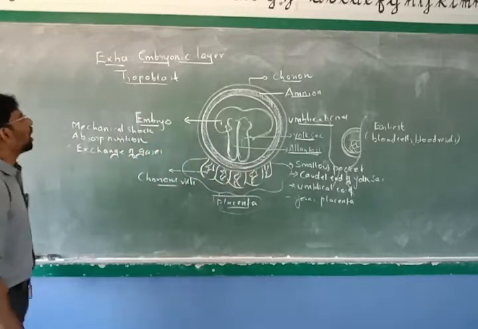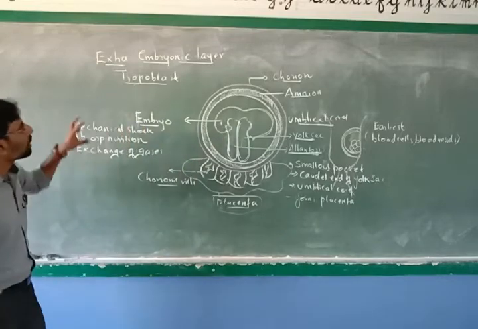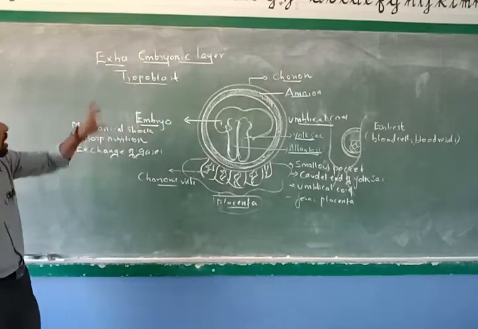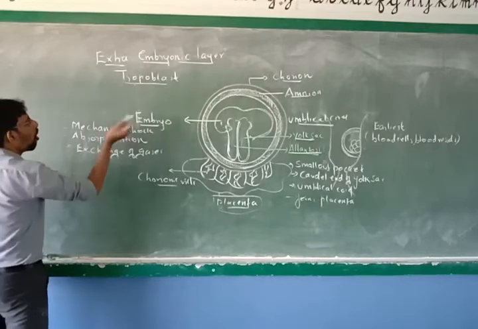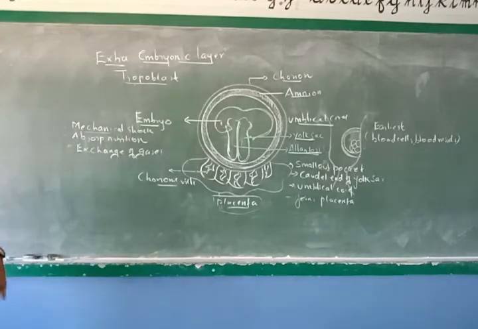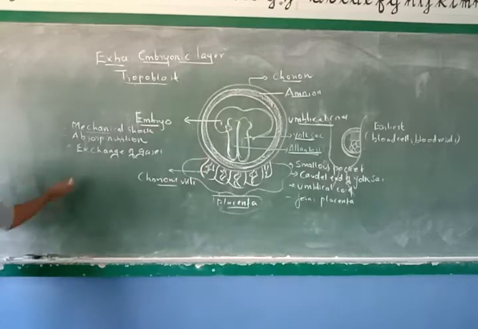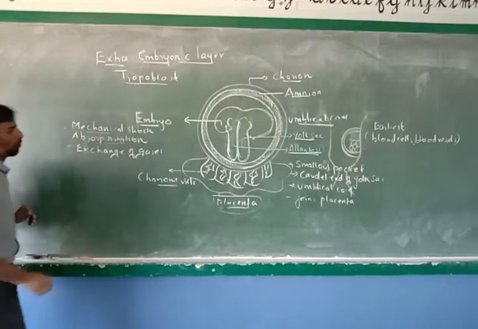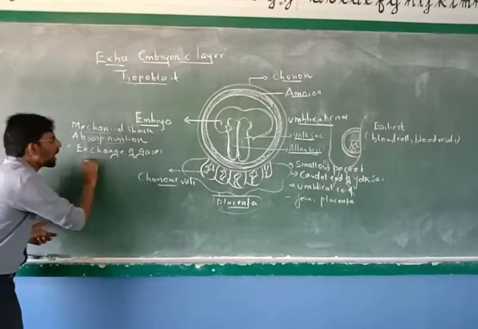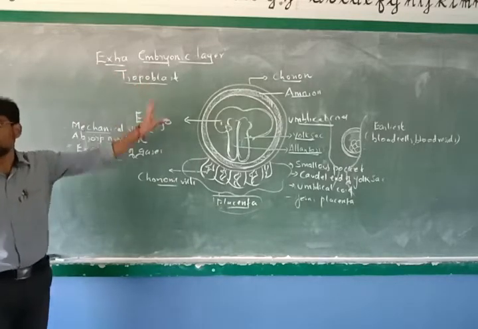Now the role of this embryo, why it is kept inside this cover, is that the embryo will often be affected by certain mechanical shock. When the mother is walking, running, sleeping, that time it may lead to some shock. So to prevent that, and also to absorb some nutrition from the mother's blood and for exchange of gases, it is being given a kind of protection.